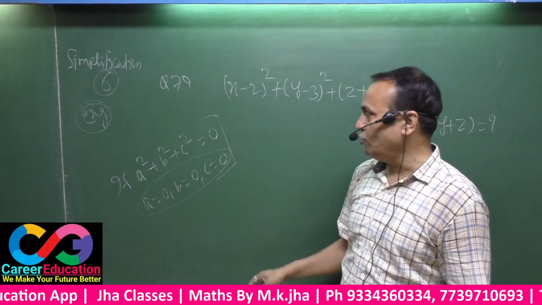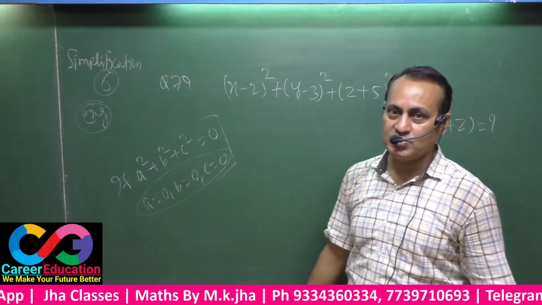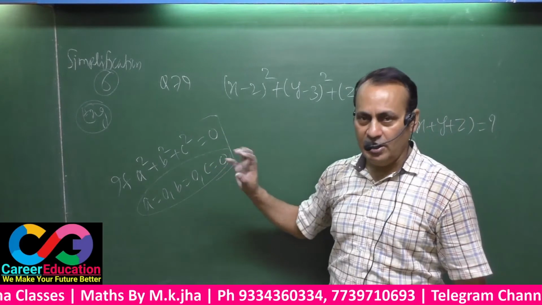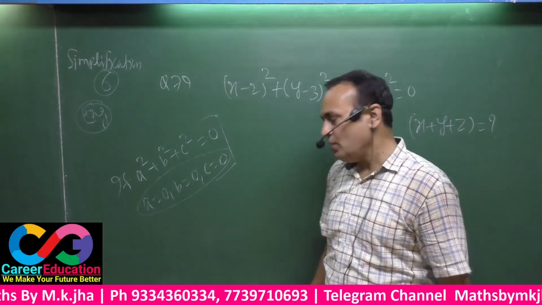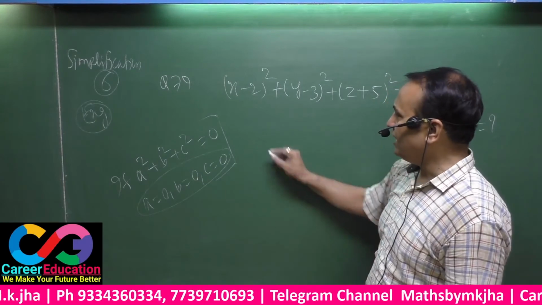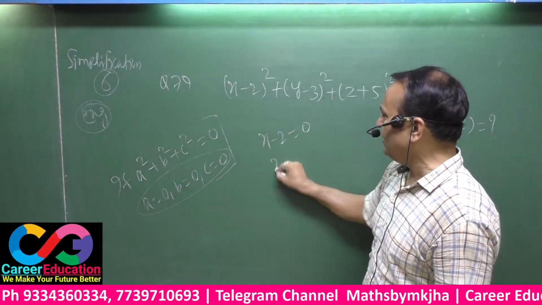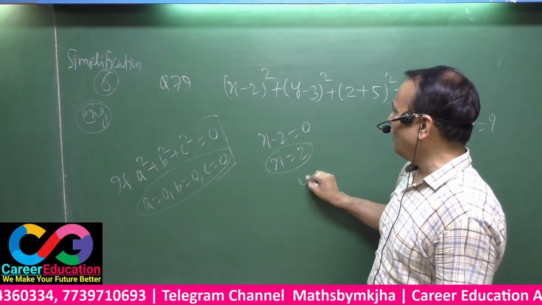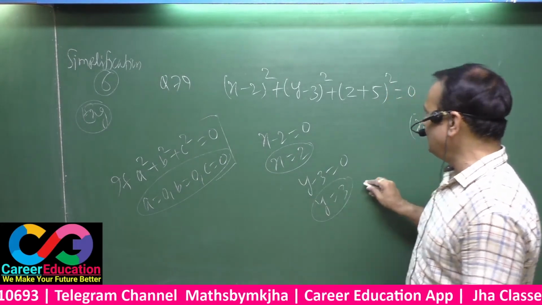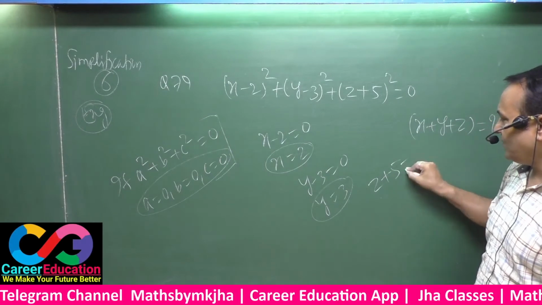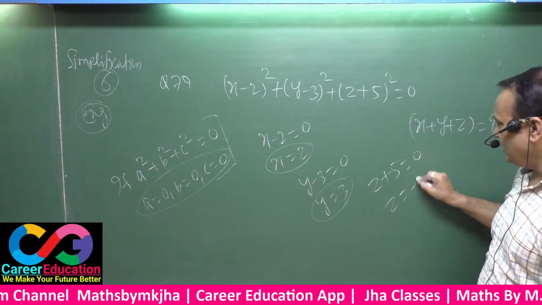That's why I have told you, if a square plus b square plus c square equals 0, certainly a, b, c all must be equal to 0. According to that, x minus 2 is 0 and you get x equals 2. y minus 3 equals 0 and you get y equals 3. z plus 5 equals 0 and you get z equals minus 5.